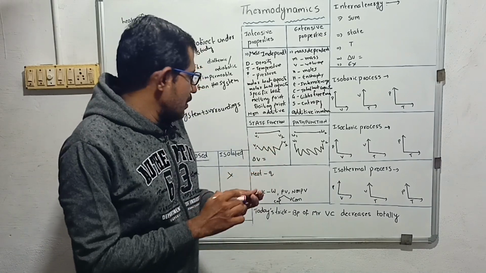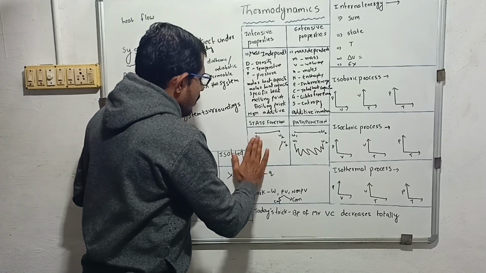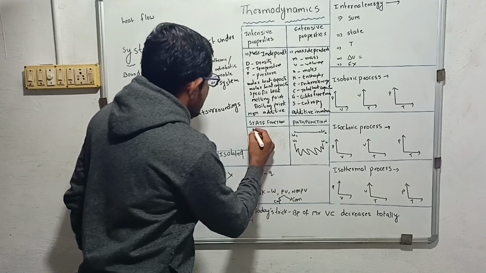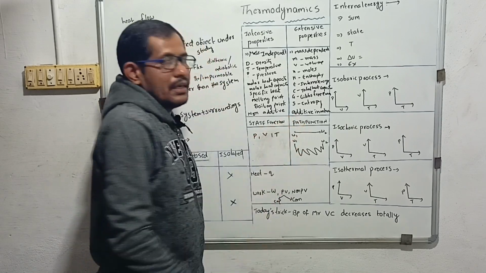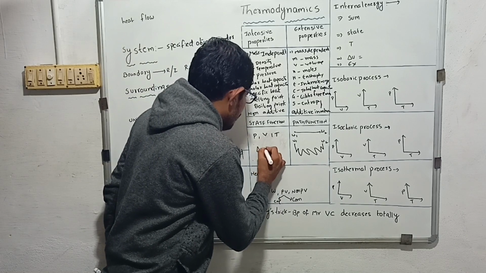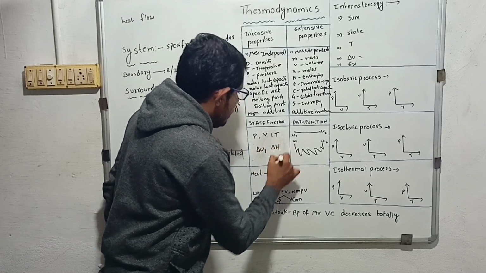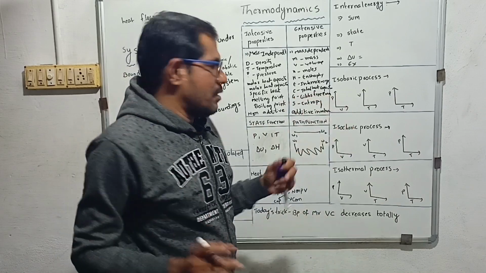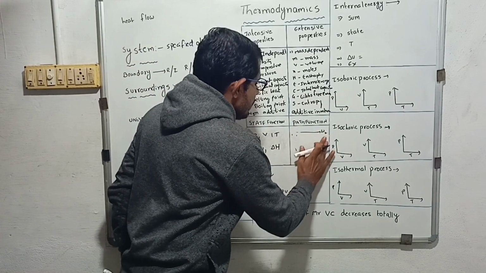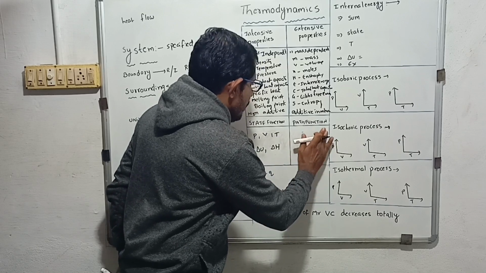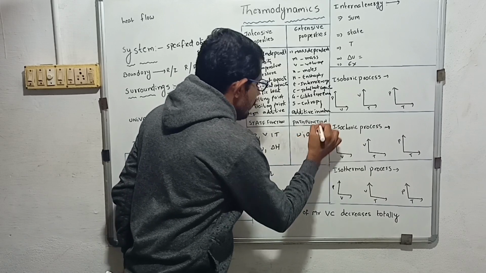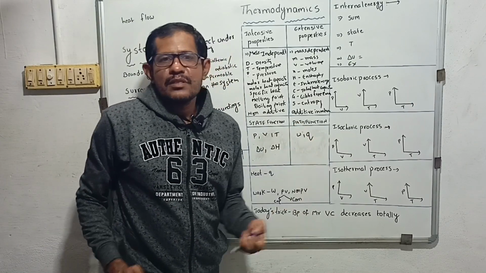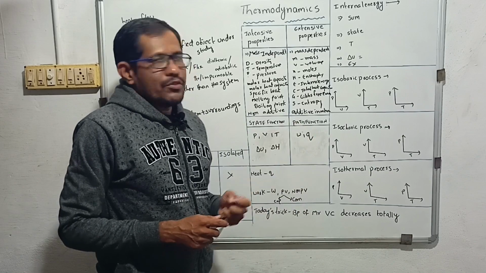We have the state functions. The examples for the state functions are pressure, volume, temperature, right? So delta U, delta H, these are examples of state functions. That means they depend on initial and final values. While coming to the path functions, work and heat are examples of path functions. W stands for work, Q stands for heat. W and Q are path functions.